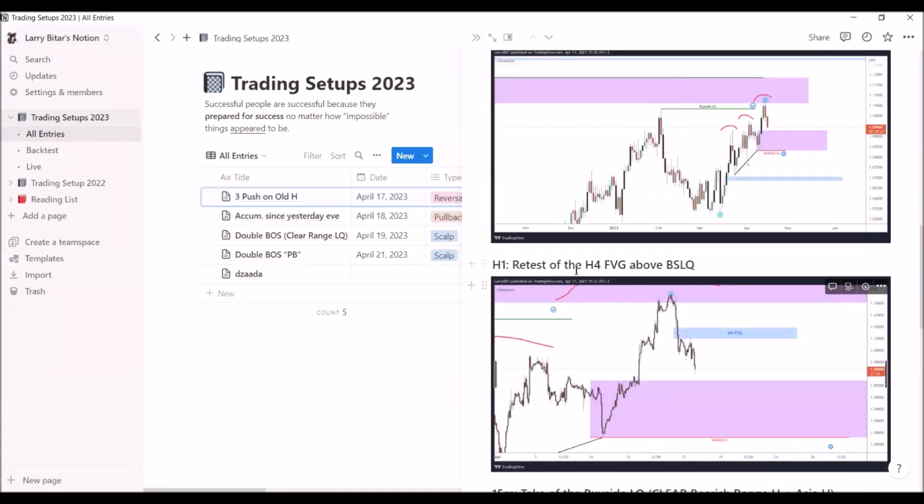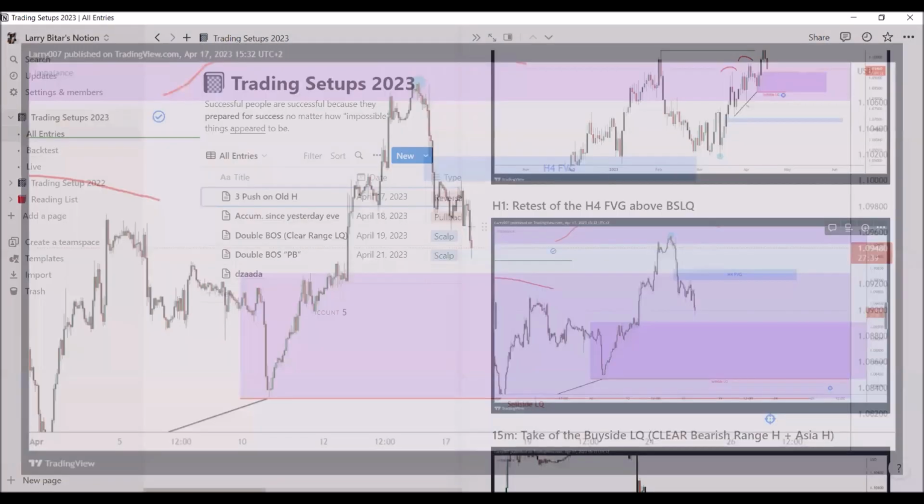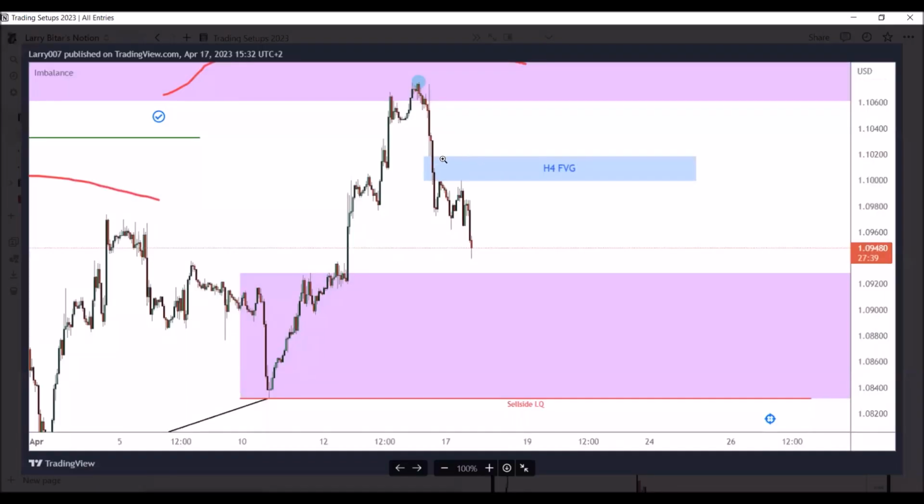Now on the H1, 1 hour. You see, this is the daily order block and the target we were talking about. We have a 4-hour fair value gap right there. And we made a push down.